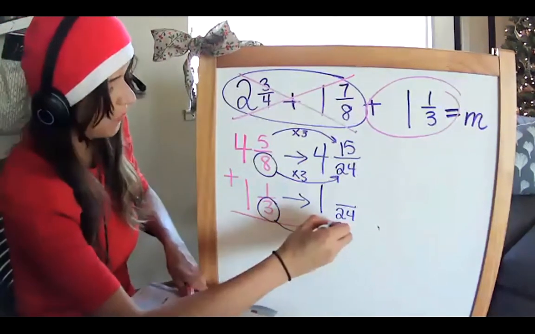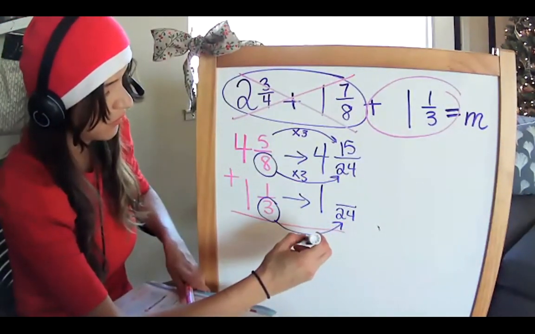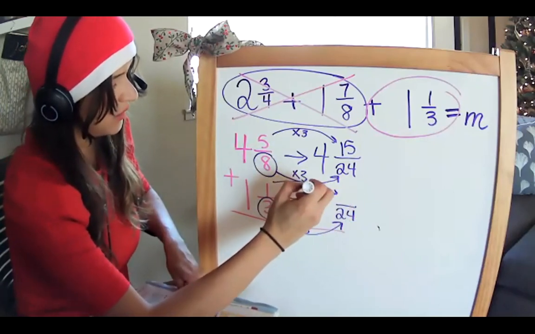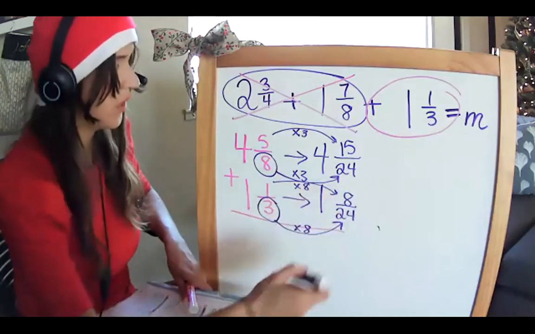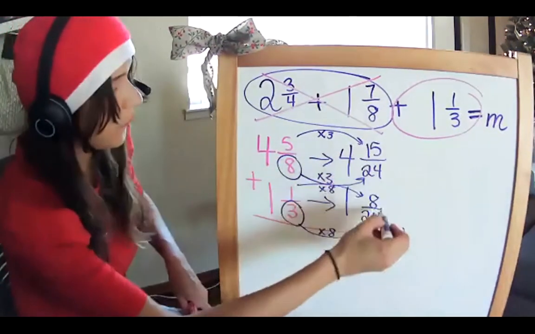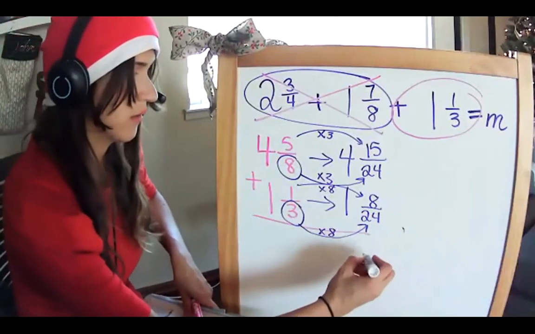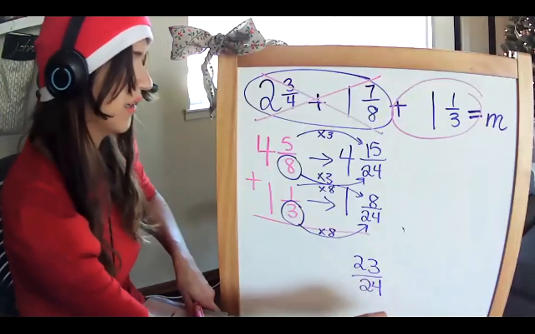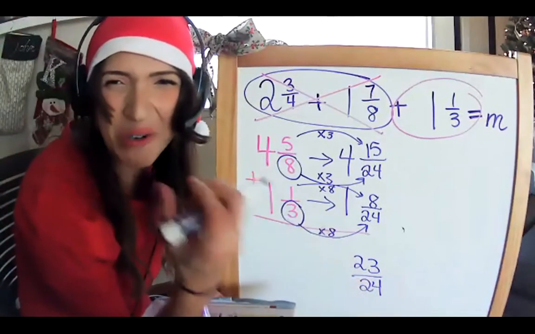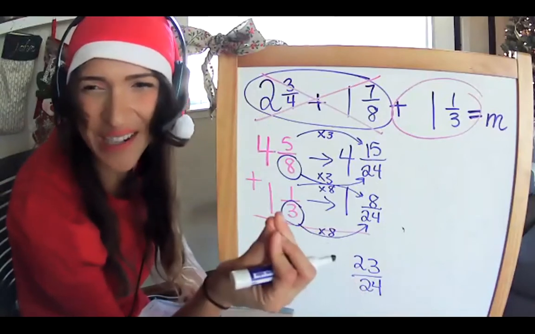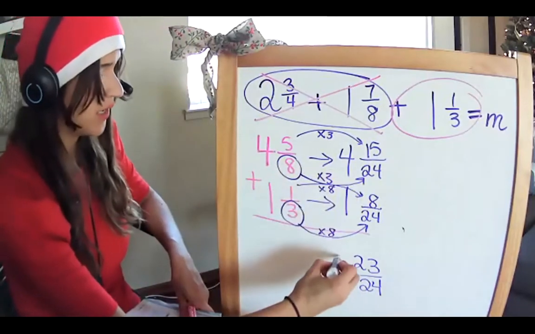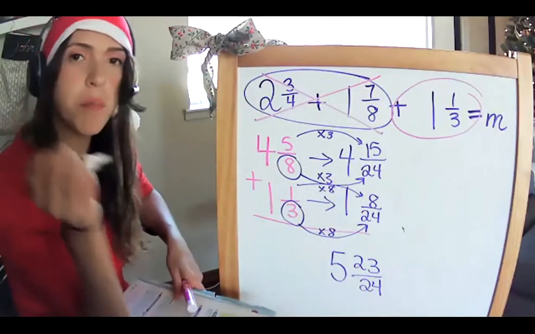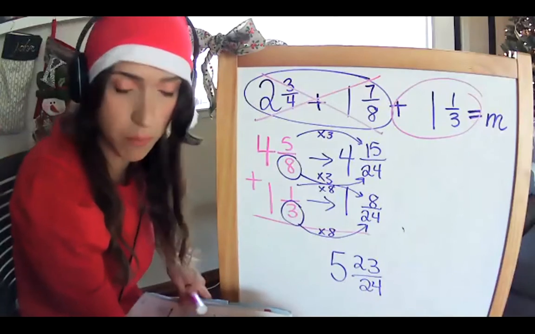So how do I get from 3 to 24? Times 8. Times 8, and we get 8/24. All right, let's add them. 15 plus 8 is 23. Gosh, isn't that close? Yeah, that's so close. And don't you just want it to be a whole number? 24 out of 24. And 4 plus 1 is 5. So our final answer, 5 and 23/24, but that's solving the equation, not the problem.